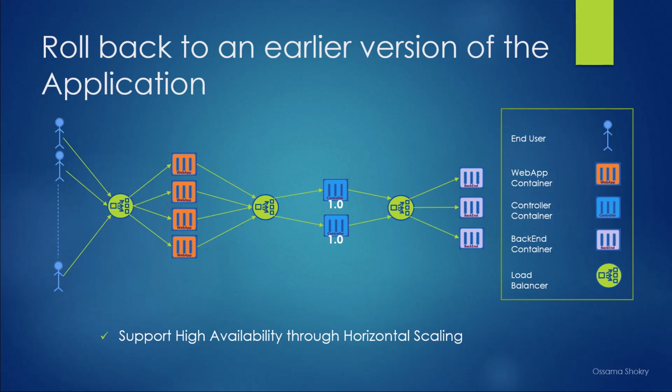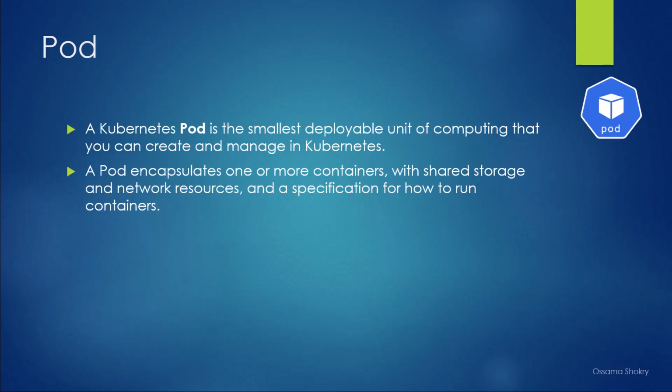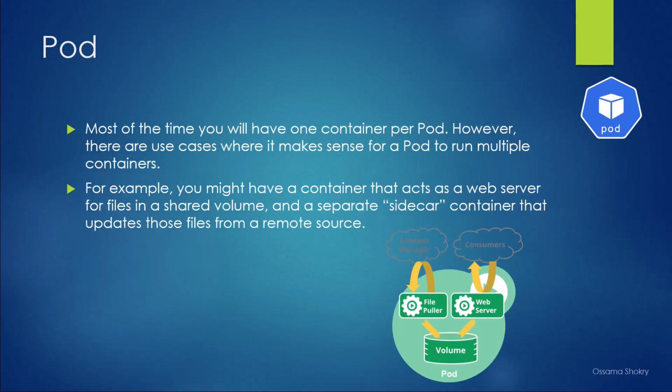Kubernetes provides all the above features to you and then some. Let's explore some of the constructs of Kubernetes. Let's start with the Kubernetes pod. A Kubernetes pod is the smallest deployable unit of computing that you can create and manage in Kubernetes. A pod encapsulates one or more containers with shared storage and network resources and a specification for how to run containers.